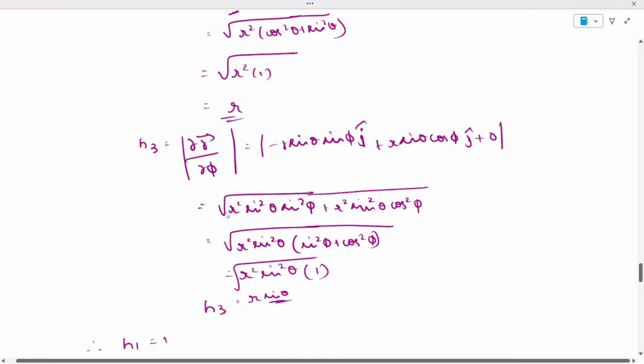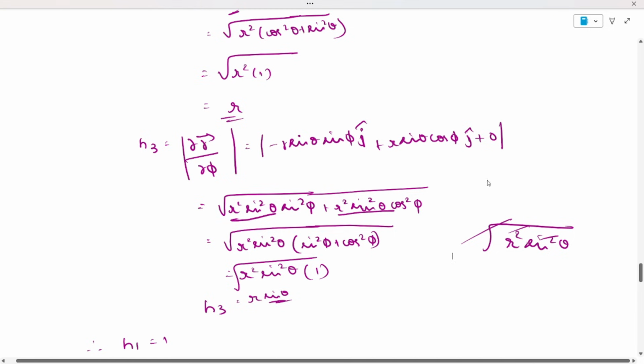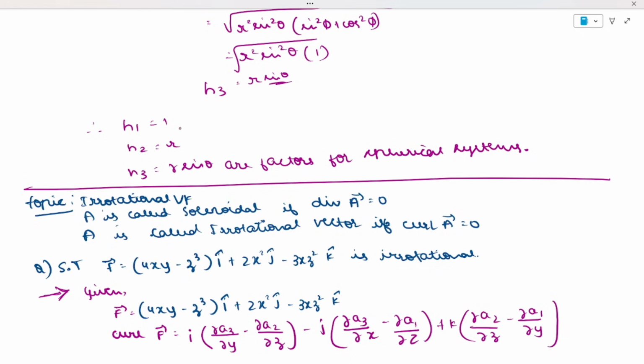Now for h3, you will take r² sin²θ sin²φ and r² sin²θ cos²φ. If you take out r² sin²θ, then sin²φ plus cos²φ will be 1. Again, if you want to remove the root, r² sin²θ, then r sin θ will be remaining. This is so simple to find out. h3 will be equal to r sin θ. Those are the scale factors for the spherical system: 1, r, and r sin θ.